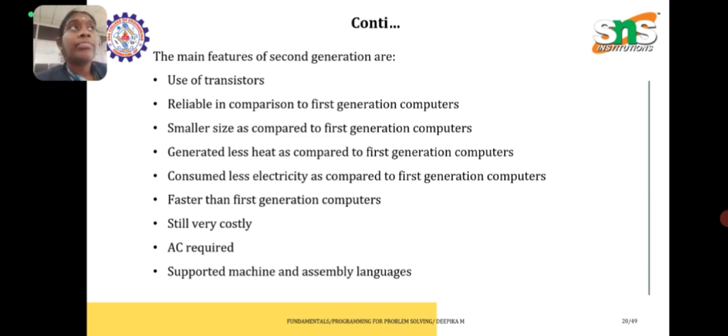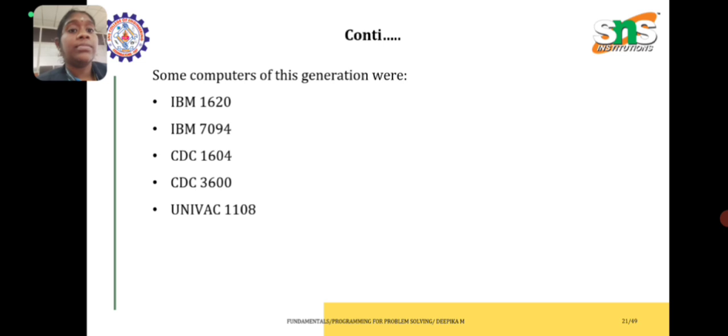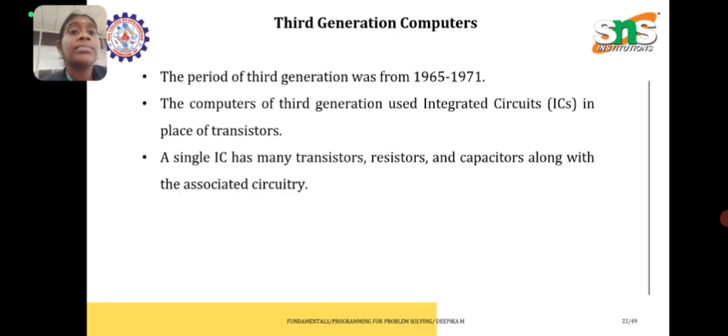Want to buy? We all can't buy it. Only large industries could buy these transistor computers, and in this also AC was required. We want AC for the systems also, and it supported machine and assembly language. These are the computer names: IBM 1620, 7094, CDC 1604, CDC 3600, Univac 1108. These are the computer names in that generation.